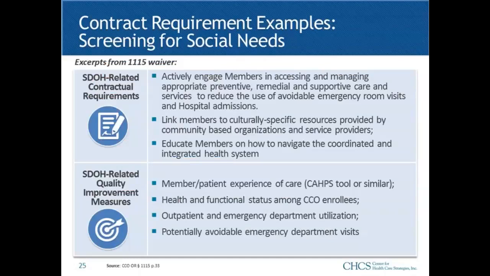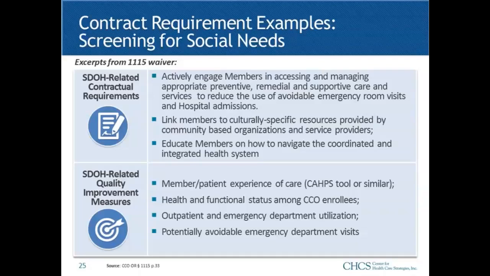So in this case, this is an example with Oregon, which I know is sort of its own animal, but just to give an illustration of how this trickles down from the state to the plan to the provider. These are some of the contractual requirements that we reviewed related to social determinants of health, and also listed are some of the quality improvement measures that are required of the CCOs, or the coordinated care organizations within Oregon.